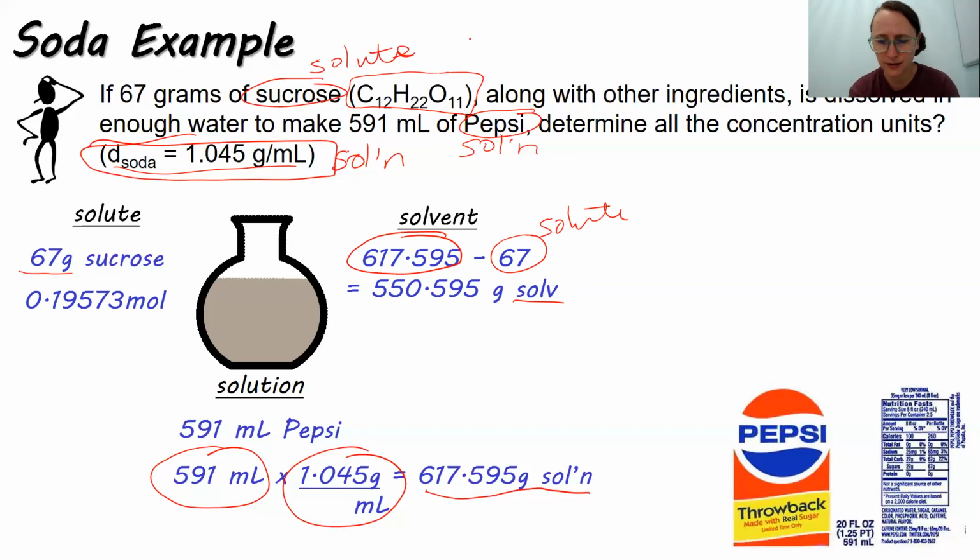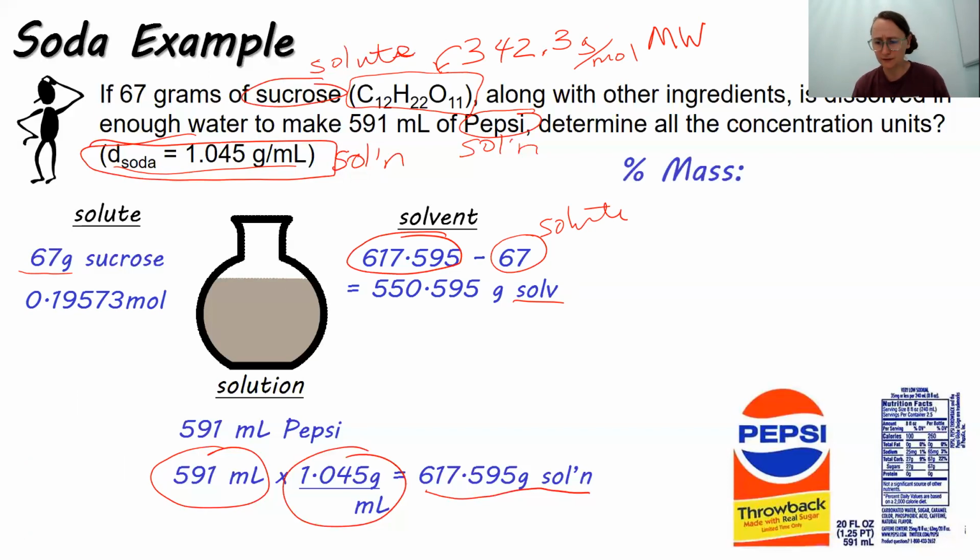And I'll go ahead and write that number in here. The molar mass is 342.3 grams per mole. So that's the molecular weight of sucrose. And if you convert that, you get 0.19573 moles. What else can we determine here?